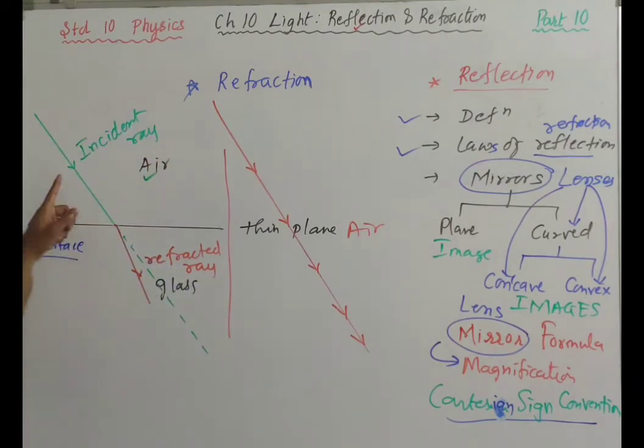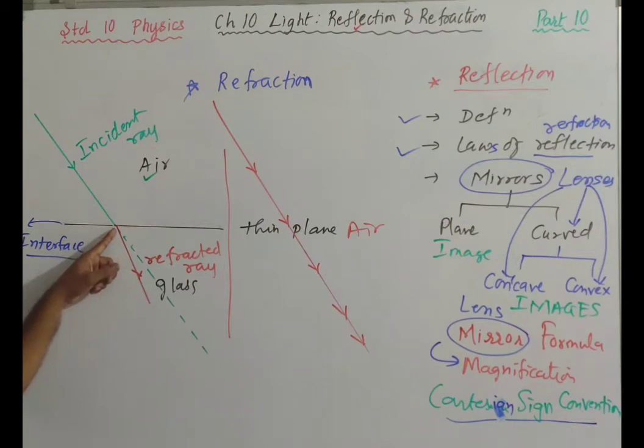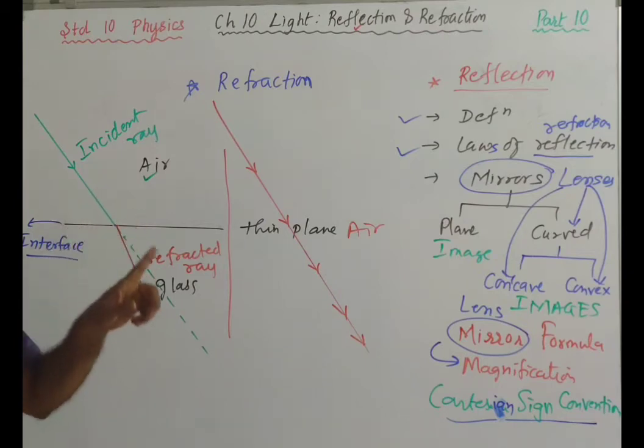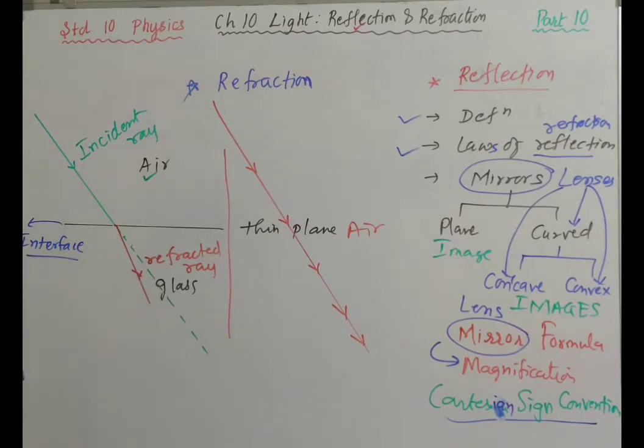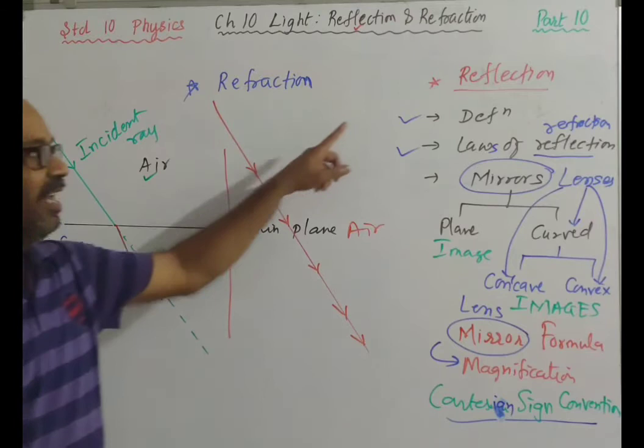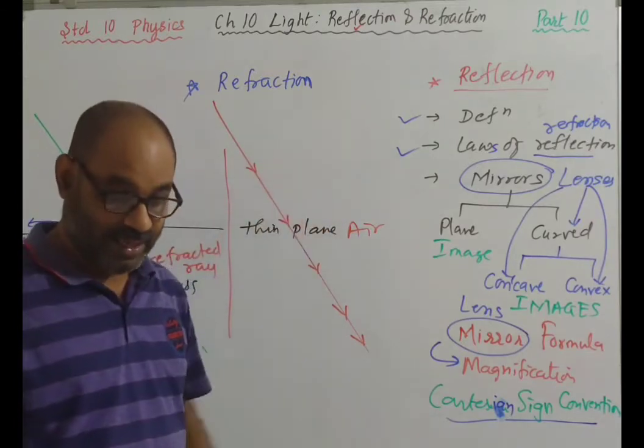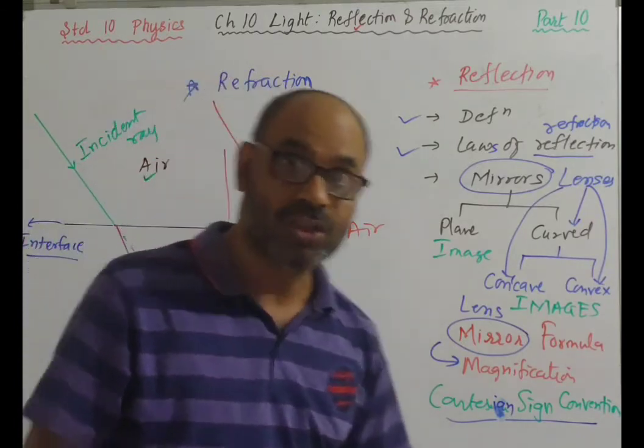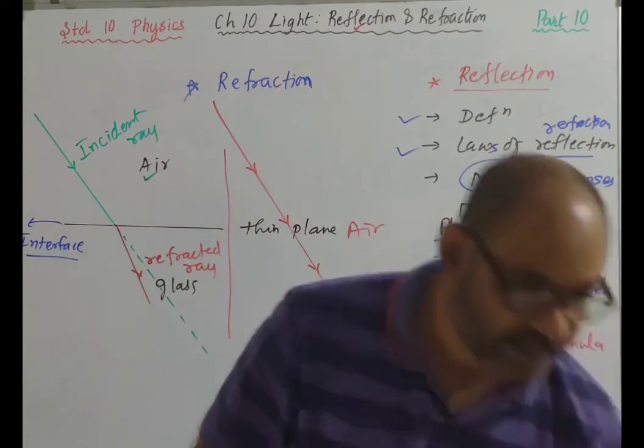So, children, when light travels from one transparent medium to another transparent medium, it bends at the point of incidence. This phenomenon is called refraction of light. Is that clear to you? Okay. So, got the definition of refraction of light. Now we are going to see the laws of refraction of light.